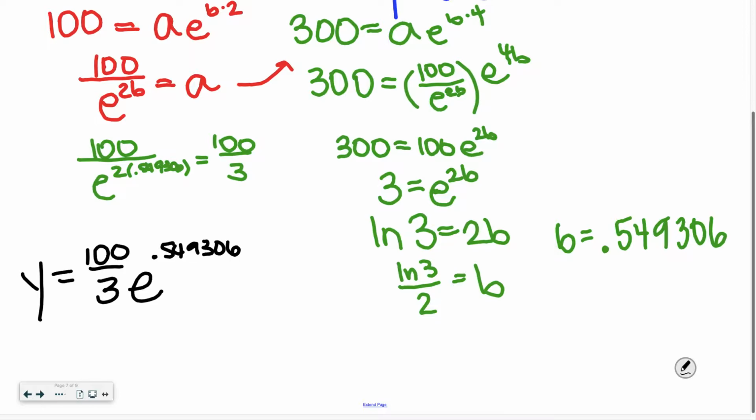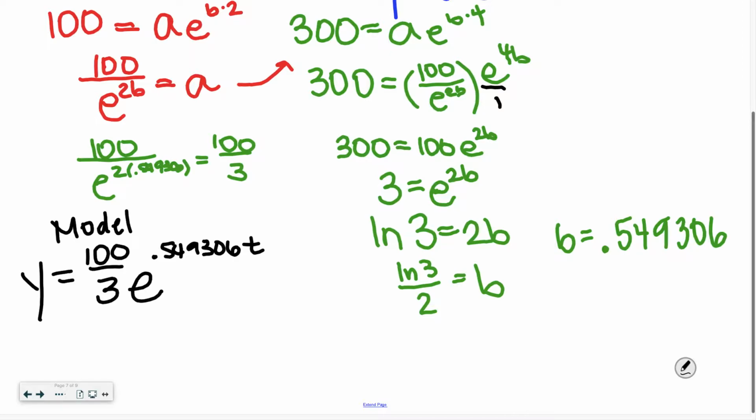0.549306 t. Now, not all the time are you going to get a really nice number that can actually be a fraction. So if you have to round, you have to round. Okay? Yes. When the e to the 4b disappears, is that because we were dividing? Okay? So e to the 4b divided by e to the 2b means we subtract our exponents. 4b minus 2b is 2b. Okay, so this is our model.